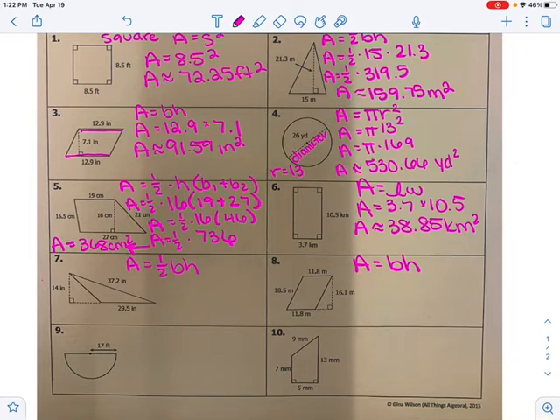Number 9 is a half circle. So I want you to think about that. You don't have a full circle this time, you only have half a circle. But the area for a circle is pi r squared. So see if you can figure out your half circle area using the full circle formula. And number 10 is a trapezoid. So area is equal to 1/2 times the height and the sum of the bases.